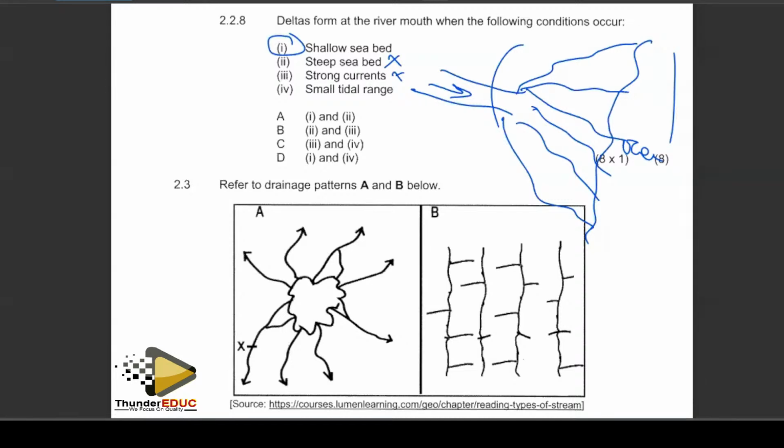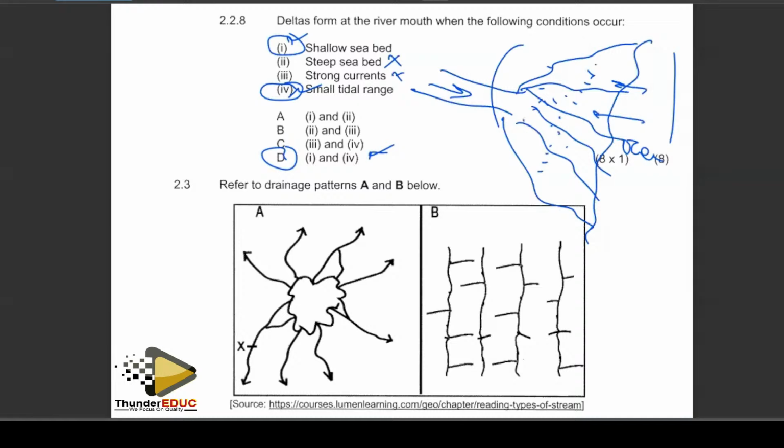So it's small tidal range. A tidal range, you are saying if there are tides from the river and they don't go very far, this deposited material will sustain and will keep on branching the river into distributaries. So the correct response must be having item number 1 and item number 4, which is response number D. Right. We move on to the next question.